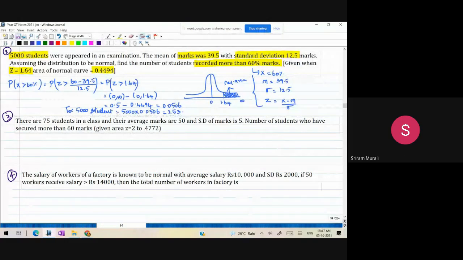What about the next question? The same phenomenon. Again, 75 students, it was 5,000 students. Average mark is 50, SD is 5. Number of students who scored more than 60%. Can you take it as homework?